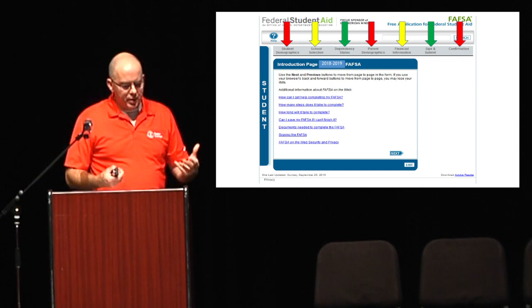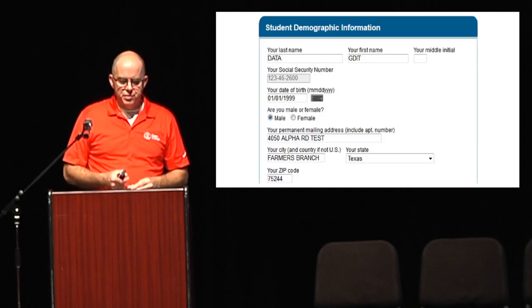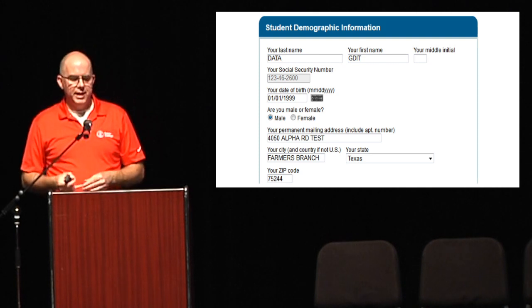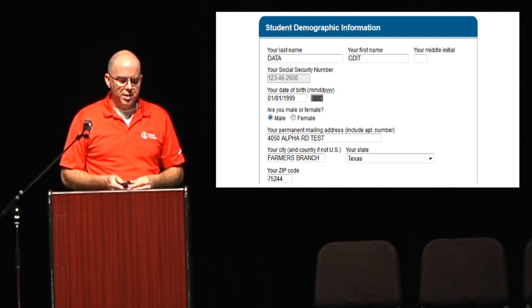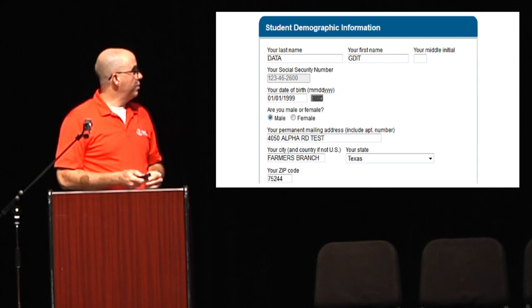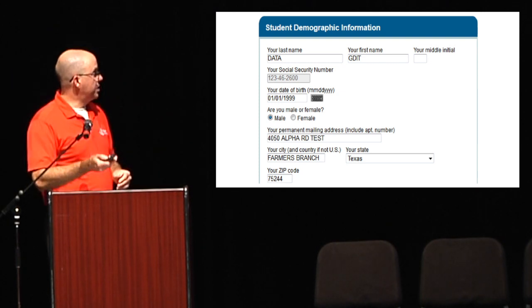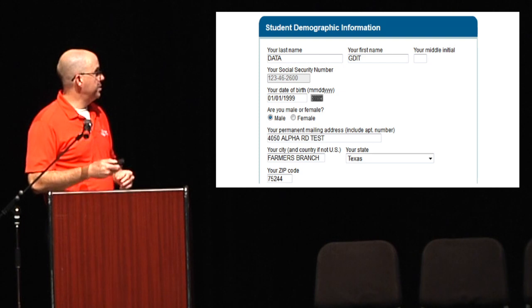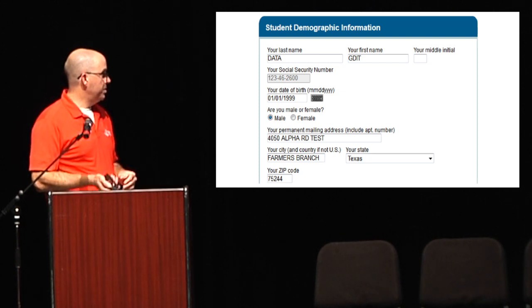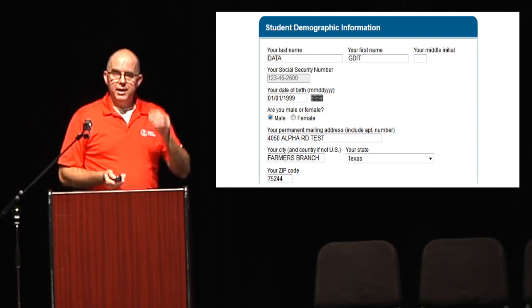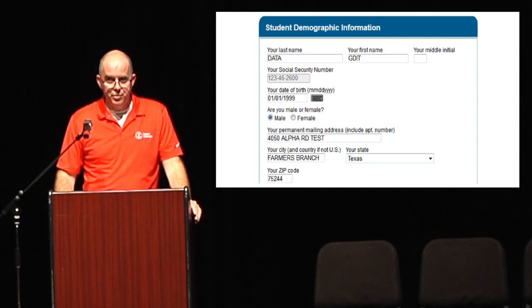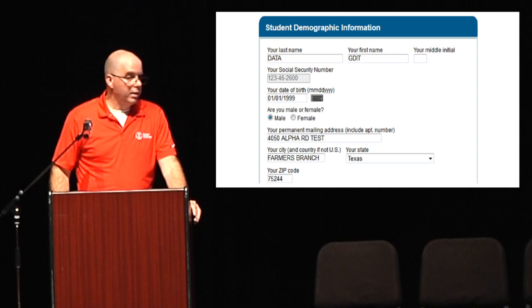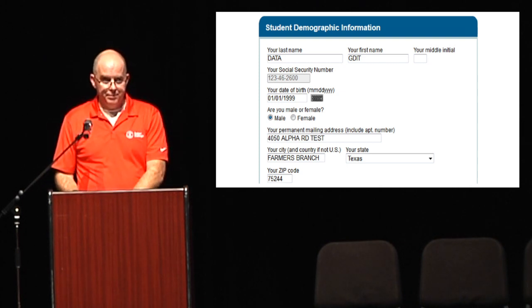So the first question wants to know the student's first, middle, and last name. You're going to enter that exactly as it shows on the student's Social Security card. Next, the Social Security number is already going to pre-populate. They want to know the student's date of birth, the student's gender, and then the address that the student wants all financial aid related information to be mailed to. Any questions on this screenshot?